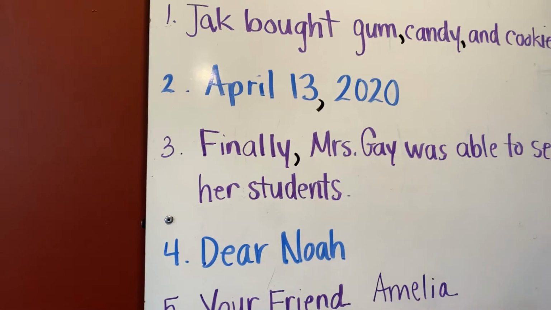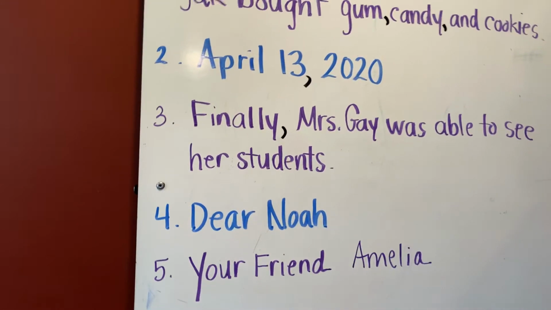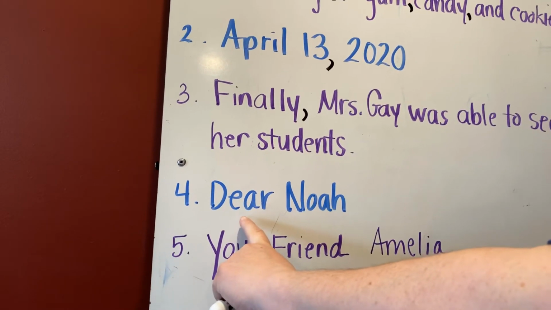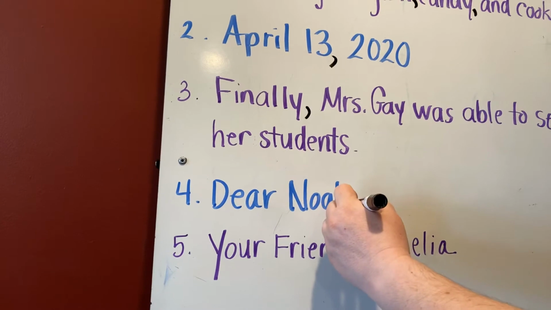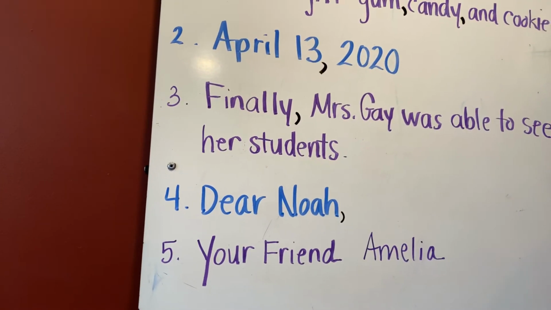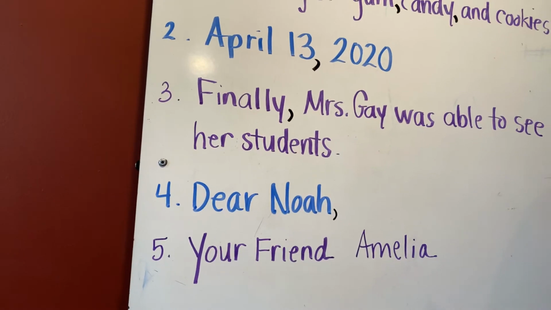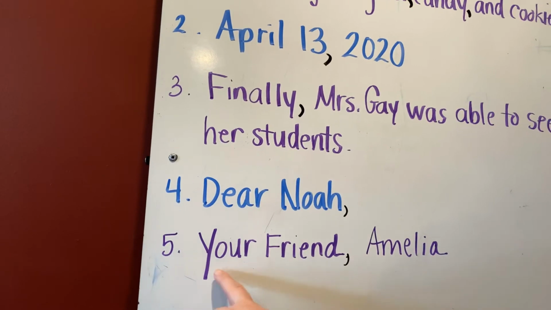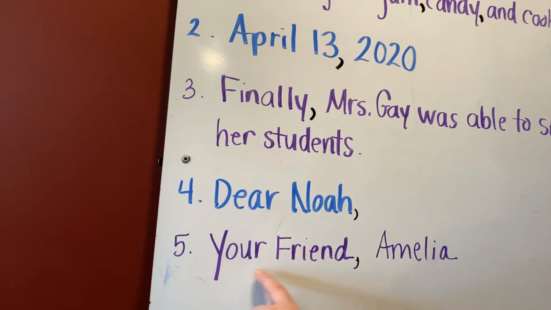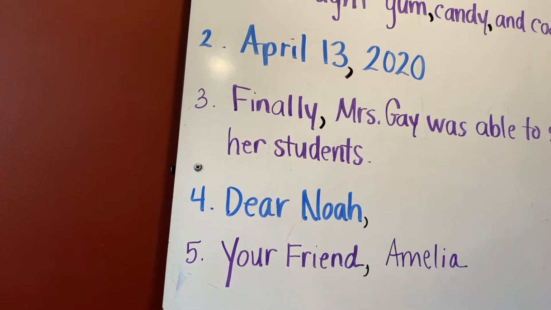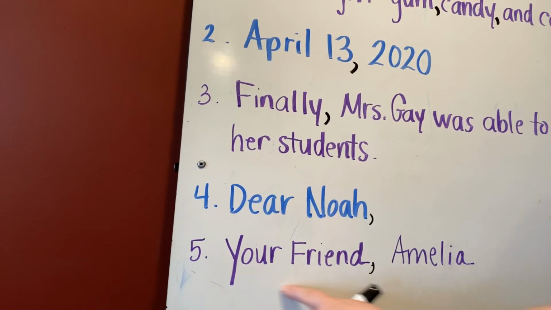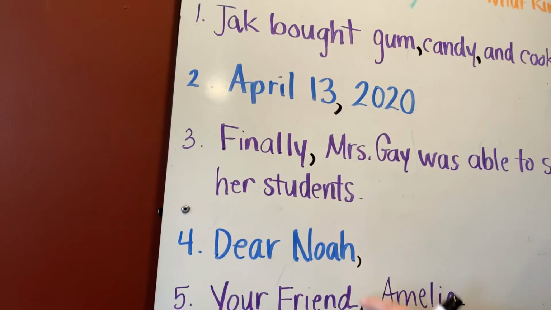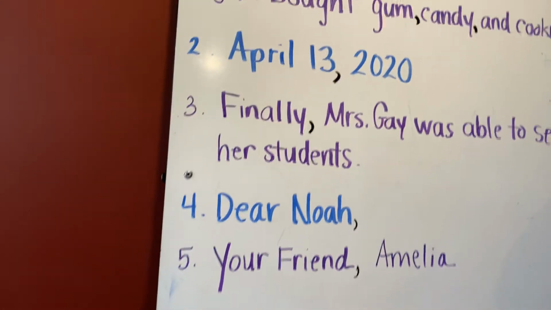Now, 4 and 5 are part of a letter, any kind of letter or a friendly letter that you would write. So after the introduction, Dear Noah, we're going to put a comma there and then go on with the body of our letter. And then when we add the signature, you also add a comma. Your friend, comma, Amelia. Or sometimes people are going to write sincerely, or if I were writing a letter to Parker, I would write love, comma, mom. So after your greeting, you add a comma, and before your signature, you're going to add a comma there too.